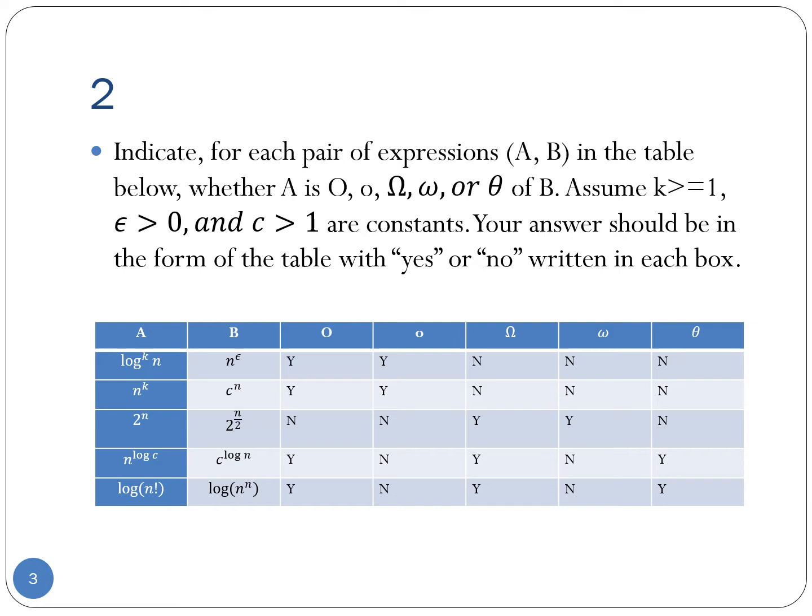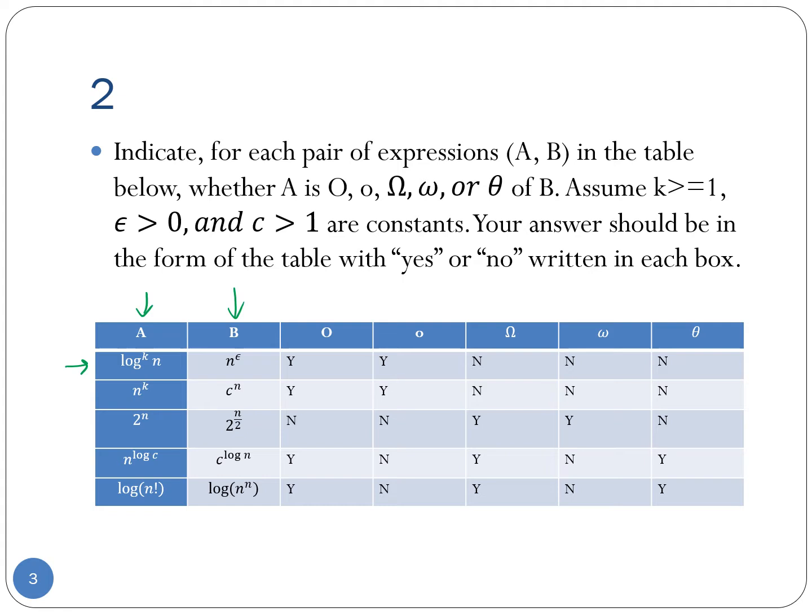In this question, we have to figure out the asymptotic relationship between the functions given under column A and the functions given under column B. Essentially, we need to figure out whether the functions under column A are big O, little o, little omega, big omega, or theta of the functions under column B. So let's start from the first row.